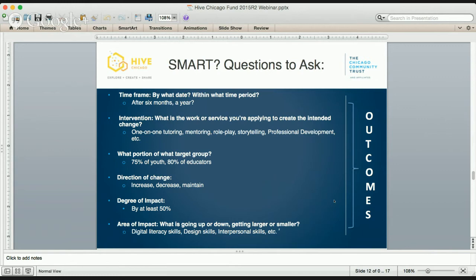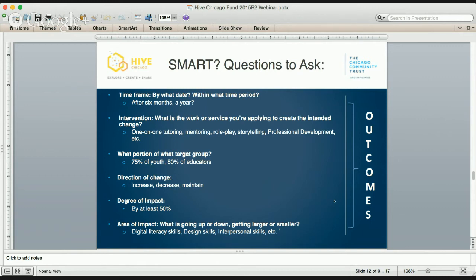And then lastly, areas of impact. So what is going up or down or getting larger or smaller, which is connected to the intervention in some way? What is it that you're trying to change? Is it digital literacy skills? Is it reading skills? Is it design skills? Is it interpersonal skills? I use skills as the example in this, but it could be whatever you're doing in terms of your area of impact.